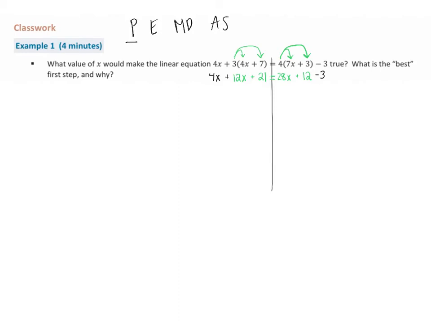Okay, so my first step was to distribute. Now I want to look and see, is there anything I can combine on each side? So I'm looking at my left side first, and I see I can combine these 4x's and these 12x's. And on my right side, I can combine my 12 and my negative 3. So over here, 4x's plus 12x's is 16x's. Over here, 12 take away 3 is 9. And everything else stayed the same.